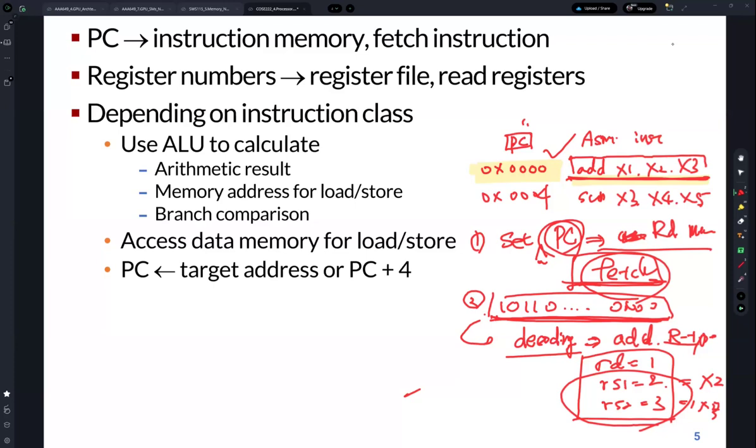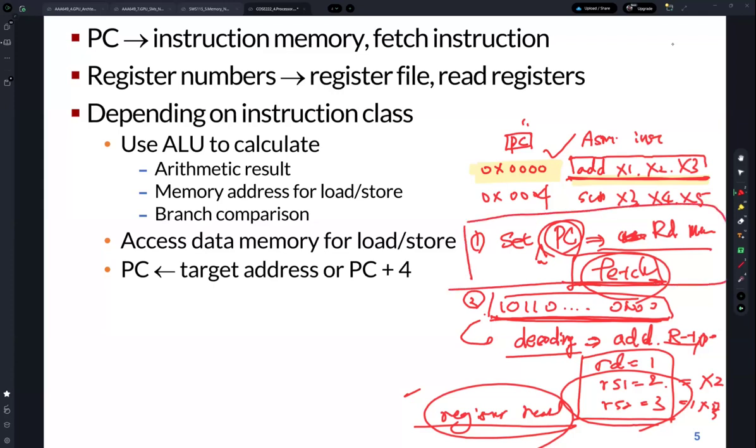In this example, we use the R type add, so RS1 and RS2 data need to be read from registers. So the register read is required. Usually, the first step is called instruction fetch, and then instruction decoding and register read are grouped, and we just call this instruction decode.